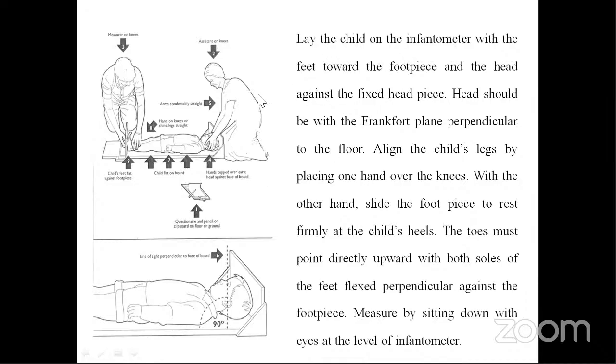Lay the child on the infantometer with the feet towards the foot piece and the head against the fixed head piece. The head should be positioned with the Frankfurt plane perpendicular to the floor. This is called the Frankfurt plane perpendicular to the floor, and I will show one more picture of that also. Align the child's leg by placing one hand over the knees. With the other hand, slide the foot piece to rest firmly at the child's heel. The toes must point directly upward, with both soles of the feet flexed perpendicular against the foot piece. This is very important. Measure by sitting down with your eyes at the level of the infantometer. You will need 2 persons to measure the length.